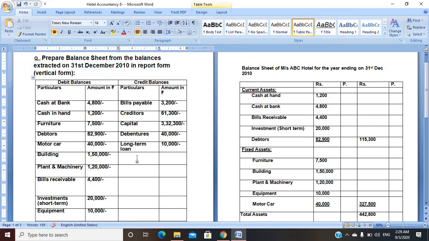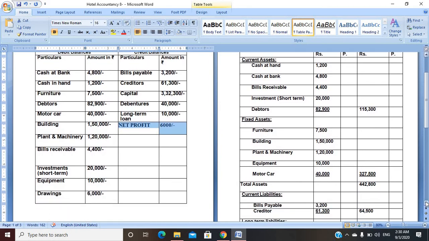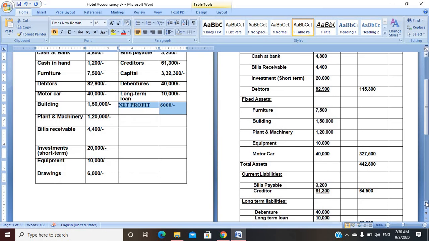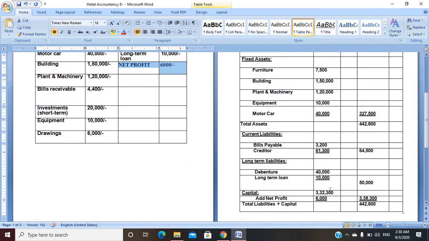I think it has been miswritten here. I just write it here, net profit. It is not written here, sorry. I think some misprint is there. So I just mention here 6,000 rupees. That will be the net profit amount, 6,000 rupees. I think that was not mentioned in the question, maybe it was miswritten. So I just mentioned net profit here, 6,000.